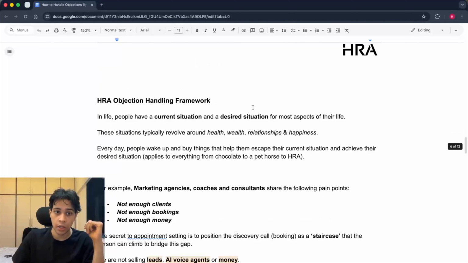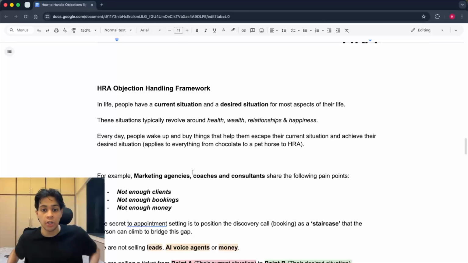Okay, so in life, people have a current situation and a desired situation for most aspects of their life. These situations typically revolve around health, wealth, relationships, and happiness. Every day, people wake up and buy things that help them escape their current situation and achieve their desired situation. This applies to everything from a chocolate to a pet horse to investing in HRA. For example, marketing agencies and coaches and consultants, they share the following pain points. They don't have enough clients, they don't have enough bookings, appointments, right? They don't have enough money.